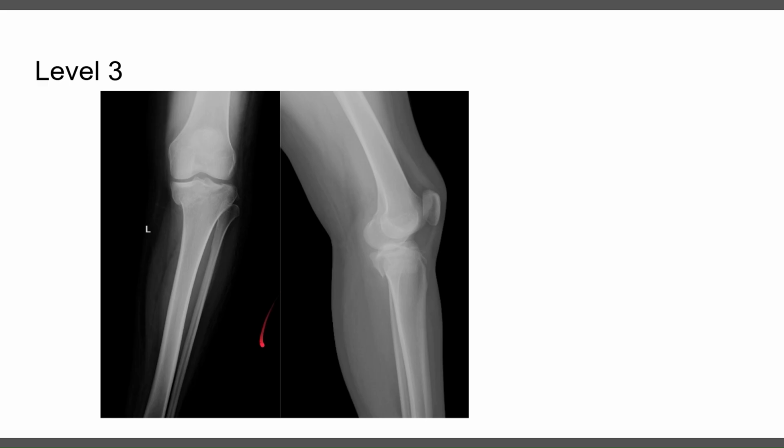And finally here we have an AP and lateral of a skeletally mature knee showing a fracture of the proximal tibial metaphysis that is intra-articular. Proximal tibial metaphysis, and intra-articular.